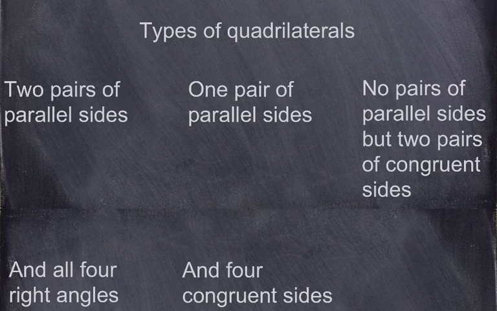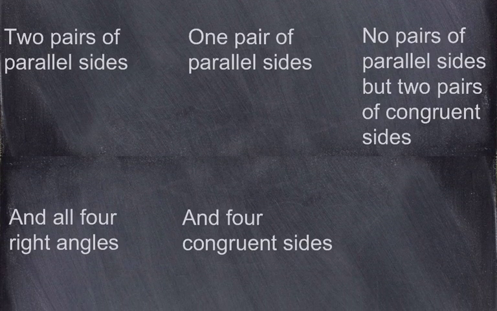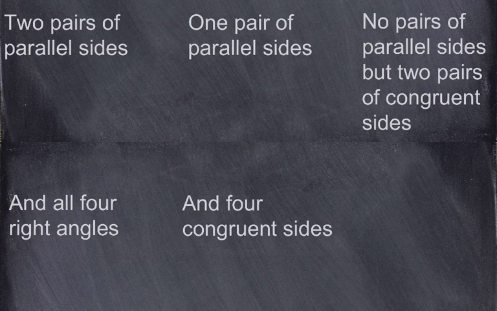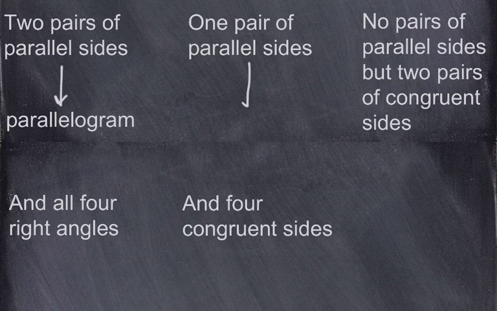So here we have some specific characteristics of quadrilaterals. What do you call a quadrilateral that has two pairs of parallel sides? Now let's say that's all you know about it, that there's two pairs of parallel sides. Well, we call that one a parallelogram. One pair of parallel sides is what we call a trapezoid. And if you have no pairs of parallel sides, but two pairs of congruent sides, we call that a kite.